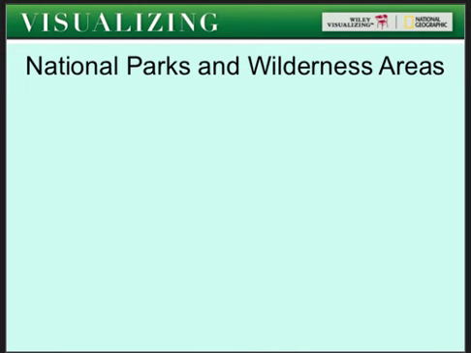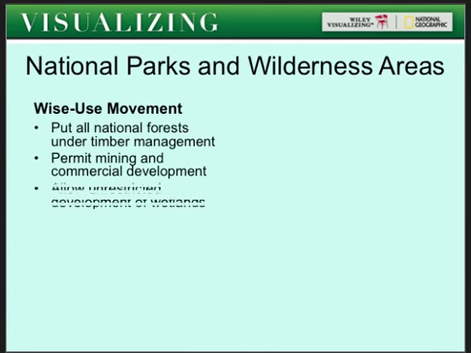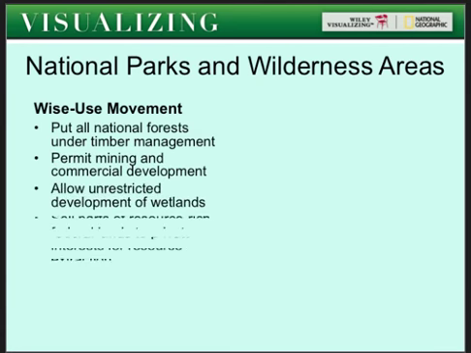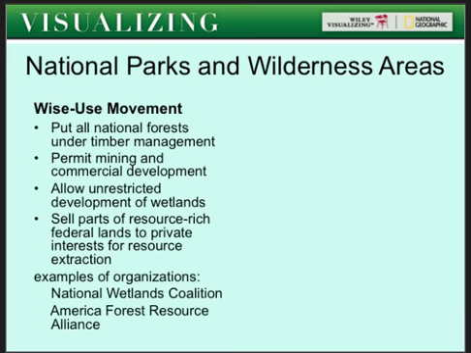So let's compare these two kinds of movements. The wise use movement would put all national forests under timber management, permit mining and commercial development, allow unrestricted development of wetlands, and sell parts of resource-rich federal land to private interests for resource extraction. Examples of organizations that believe in this movement include the National Wetlands Coalition and the American Forest Resource Alliance.